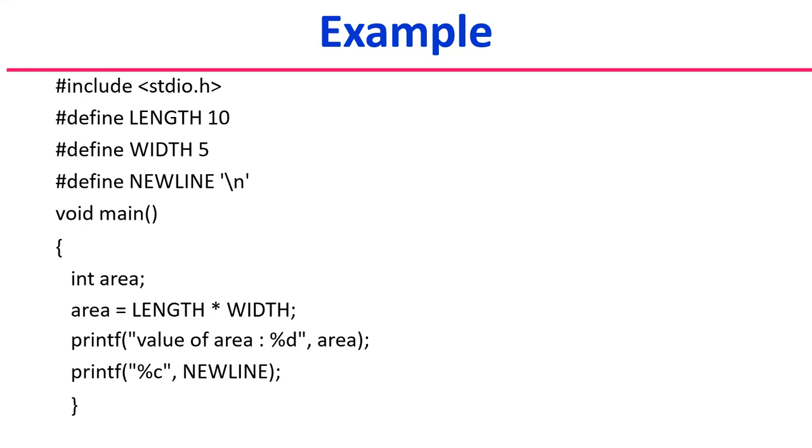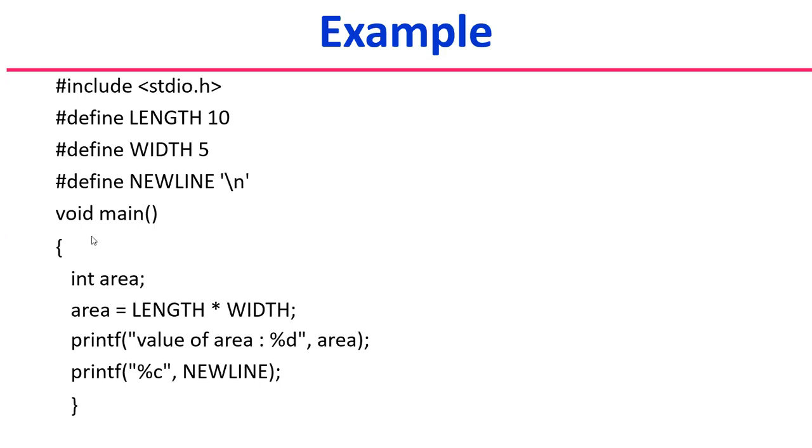If you see in this particular example, we have defined in the second statement #define LENGTH 10 and #define WIDTH 5, and we have also defined NEWLINE as \n. So these three are going to be constants throughout the execution of the program, and hence we declare all these three identifiers with the help of the #define preprocessor.